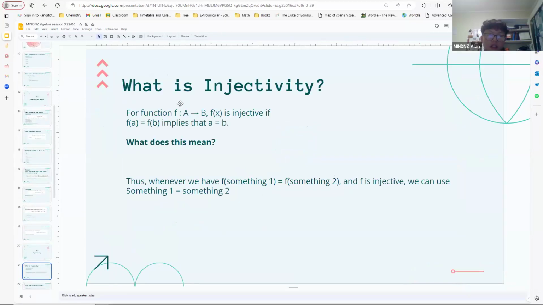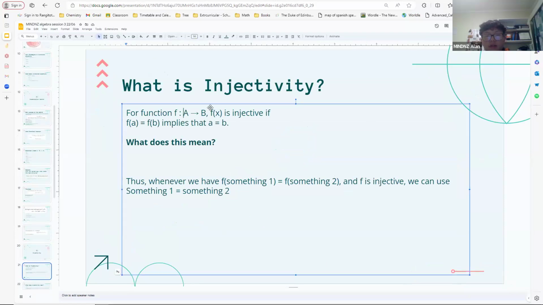So for a function f that maps from domain A to range B, f of x is injective if f of a equals f of b implies that a equals b. So firstly, what does this statement mean?